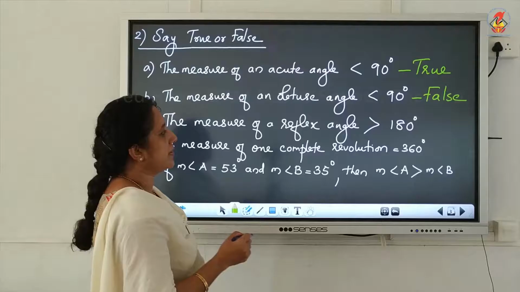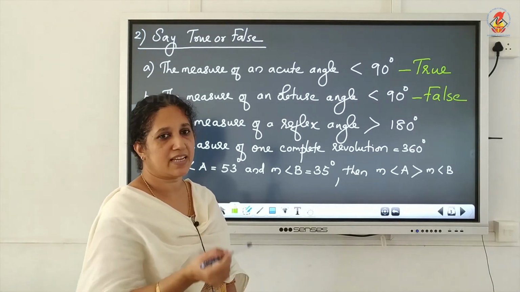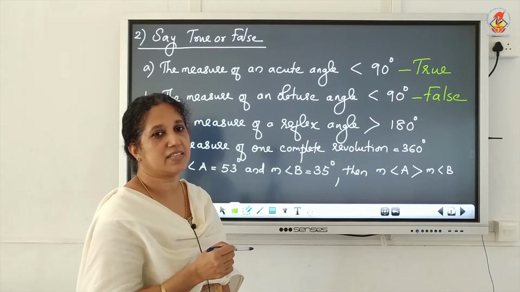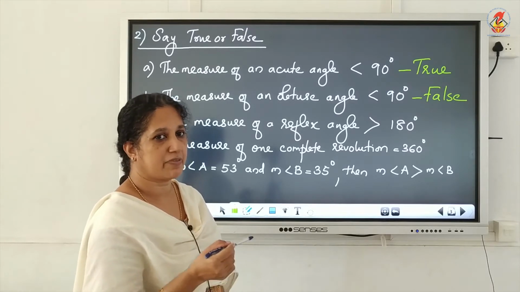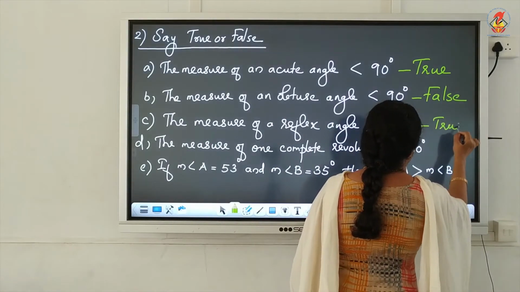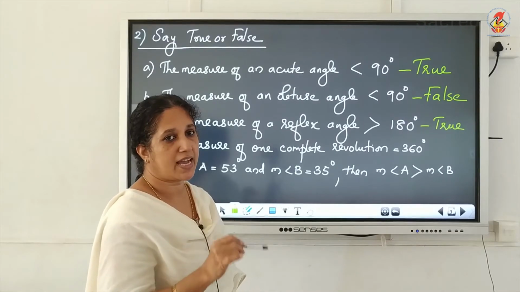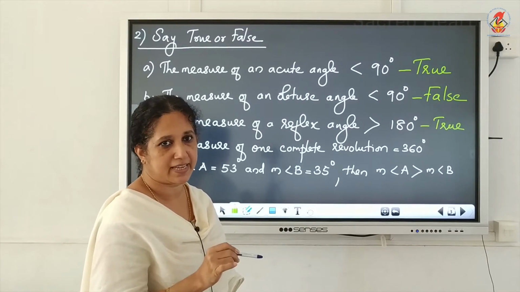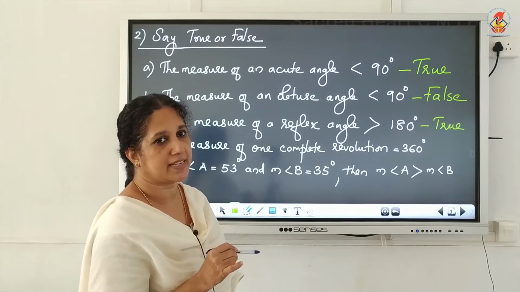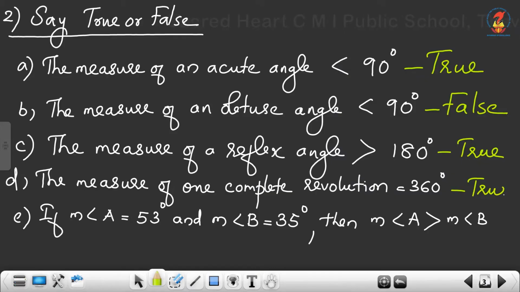The measure of a reflex angle is greater than 180 degree. If the measure is greater than 180 degree but less than 360 degree, we can call it a reflex angle. So, the statement is true. The measure of one complete revolution: when we complete one revolution, what is the angle formed there? One complete angle. And what is the measure of a complete angle? 360 degree. Therefore, we can say that the statement is true.